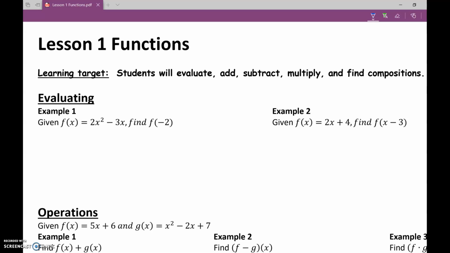Let me just explain a little bit what these lessons will be. There's going to be 8 lessons. They are all review topics that we've done throughout the year. This first one deals with functions, which is the latest thing that we did before we left for spring break. So today we're going to be talking about evaluating, adding, subtracting, multiplying, and then finding compositions of functions. So we're going to review those topics.